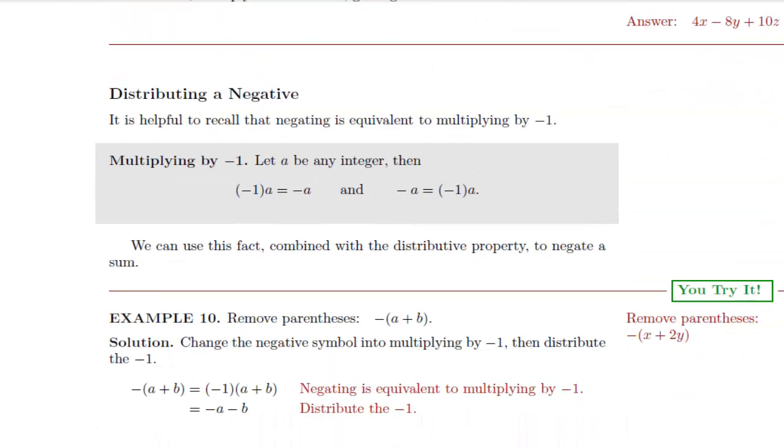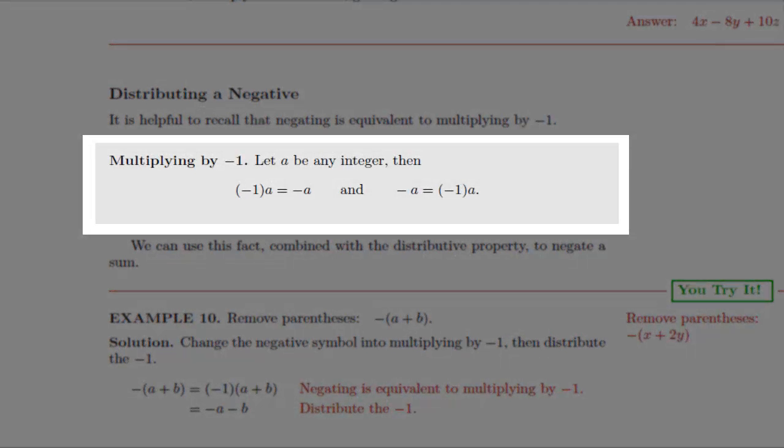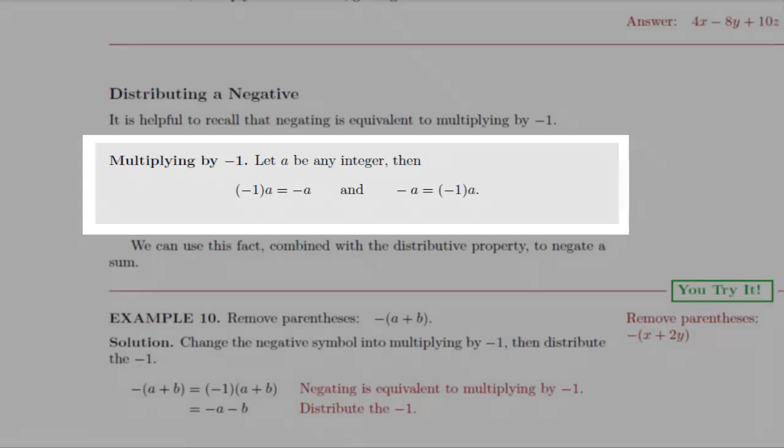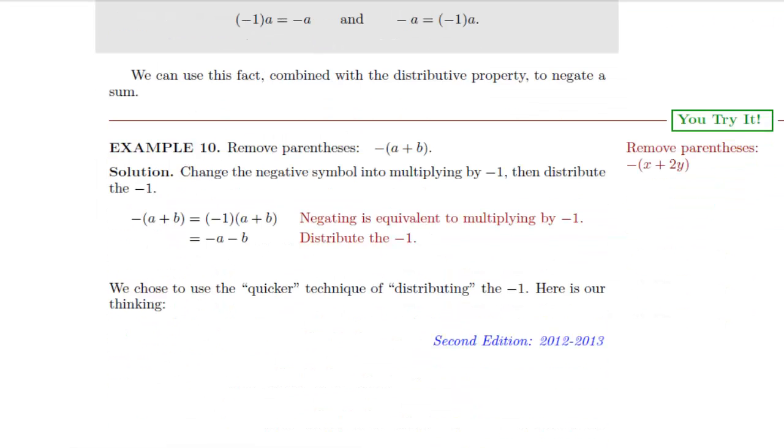Distributing a negative. It is helpful to recall that negating is equivalent to multiplying by negative 1. Let a be any integer, then negative 1 times a equals negative a, and negative a equals negative 1 times a. We can use this fact combined with the distributive property to negate a sum. Example 10. Remove parentheses, a negative times a plus b. Solution. Change the negative symbol into multiplying by negative 1, then distribute the negative 1. So, a negative times the sum of a plus b equals negative 1 times the sum of a and b. Then distribute the negative 1 to get negative a minus b.